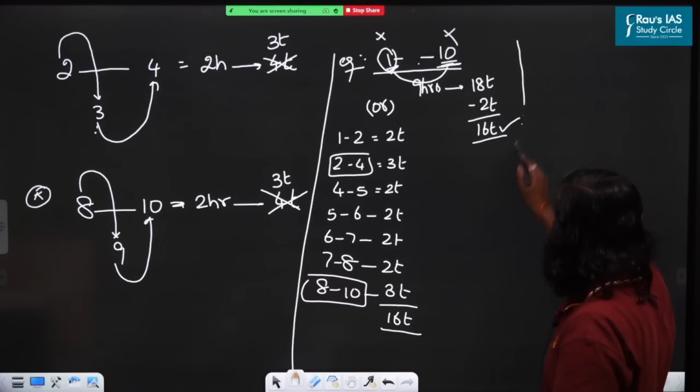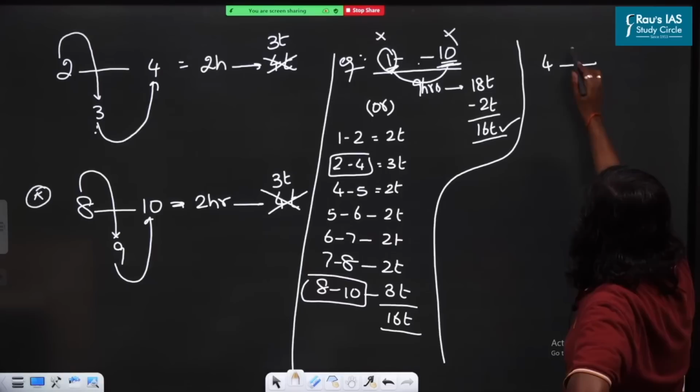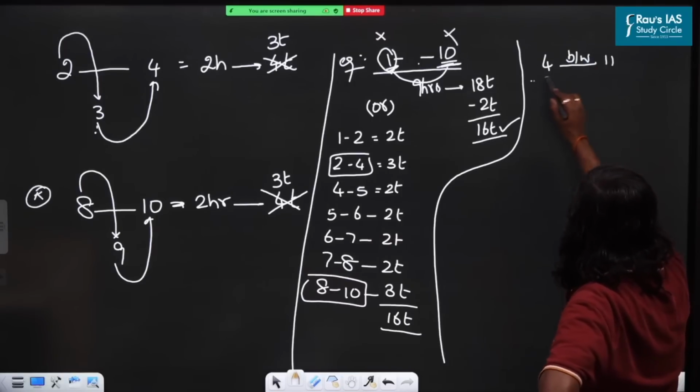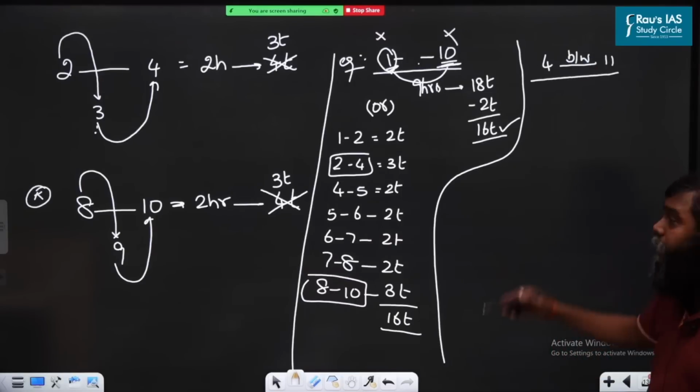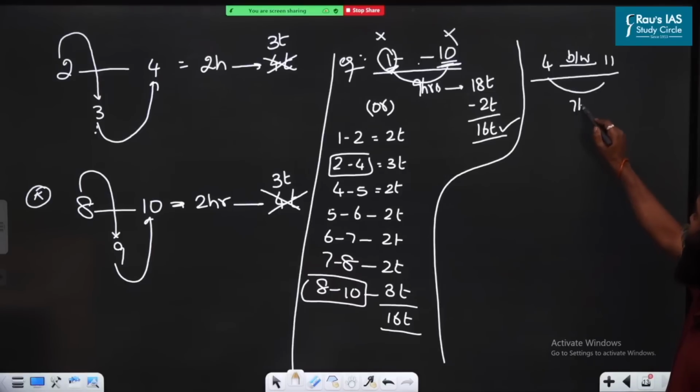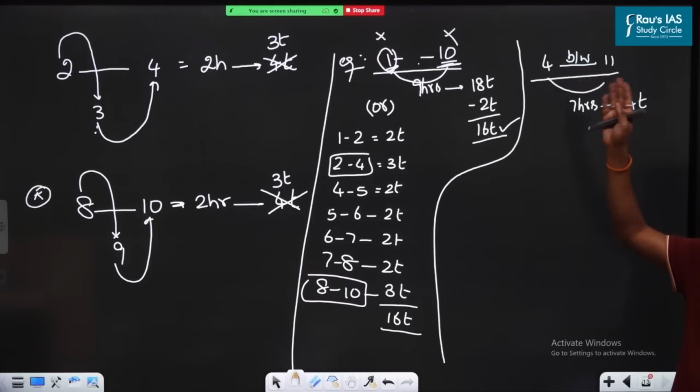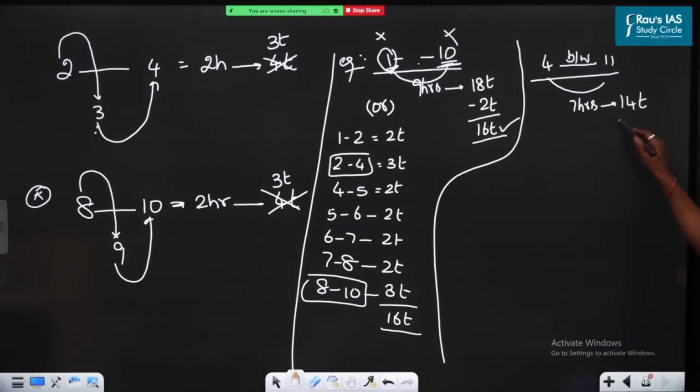Right. Okay. Listen, boss. For example, between 4 and 11, how many times right angle? Difference how many hours? 1 hour 2 times, 7 hours how many times? 14 times we are expecting, but not 14 times. What are the exceptional times for right angle? 2 to 4 inside? No. 8 to 10 inside? Yes, 1 time going to be decreasing. Actually, what will you get? 13 times. Understood, boss?